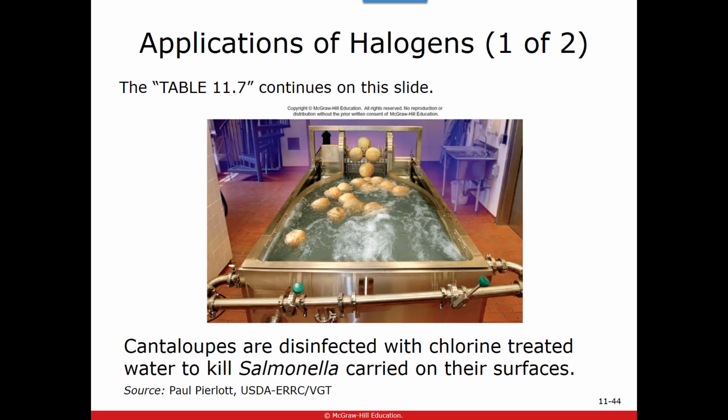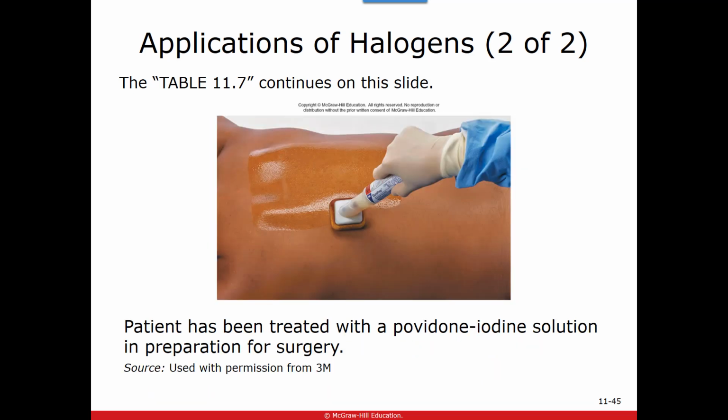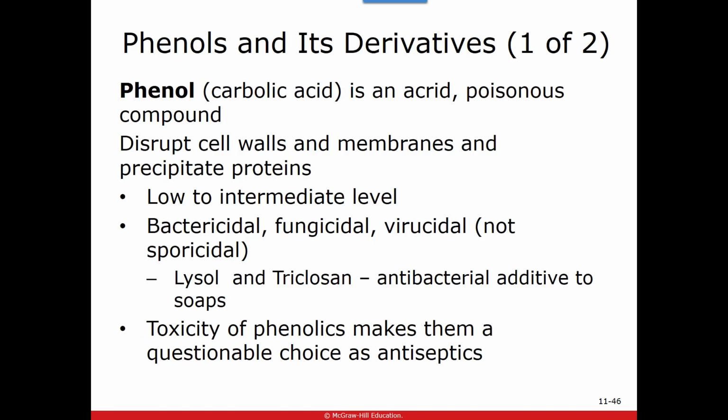Phenols, and they're a poisonous compound. Their main job is to disrupt cell walls and membranes. And they're a low to intermediate level, so they're not going to kill those endospore organisms. But the most common phenol that's used is Lysol. So when you spray everything with Lysol, just know that it's a phenol. It's not going to kill everything. It's a low to intermediate level germicide. This is just showing the structure of phenol.